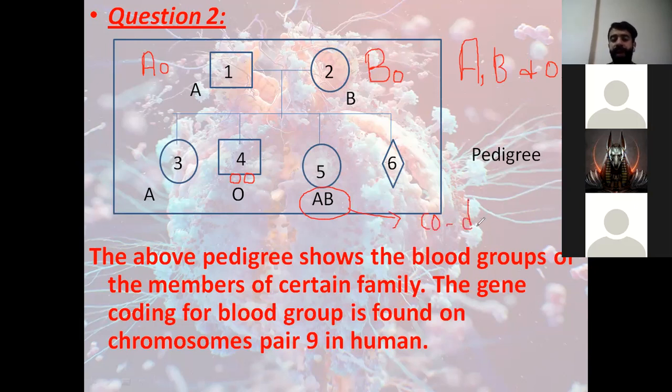Whoever has blood group AB has both alleles A and B, they are dominant, meaning both of them are expressed. So this is the case of co-dominance.